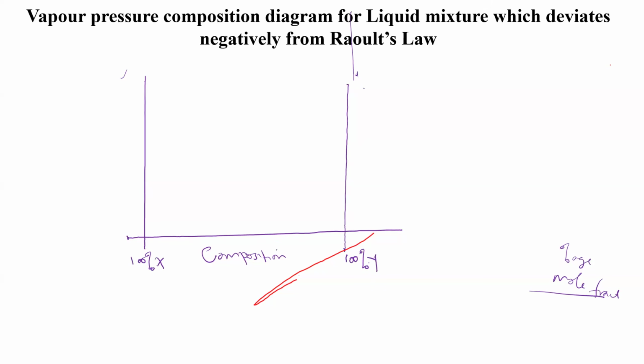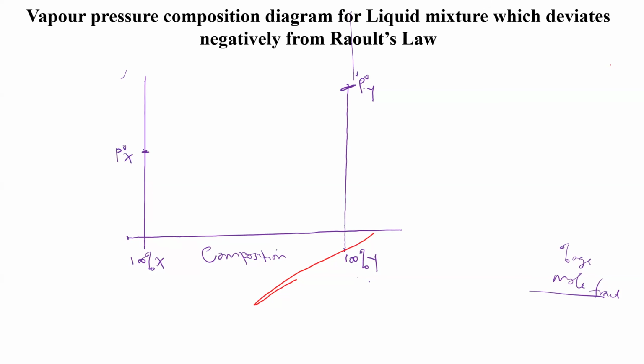Now, if this is Y, meaning at this point the mole fraction of Y is equal to 1, at this point we are going to have the partial pressure of Y. Let's take it that this one is higher and this one is lower. So here we shall have the partial pressure of X.